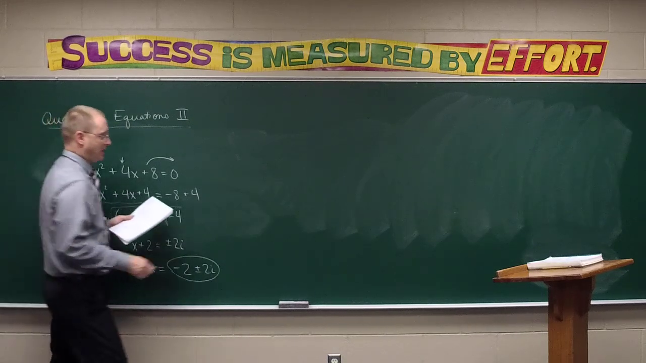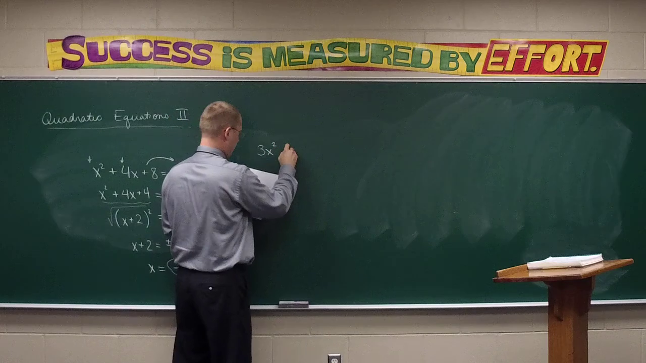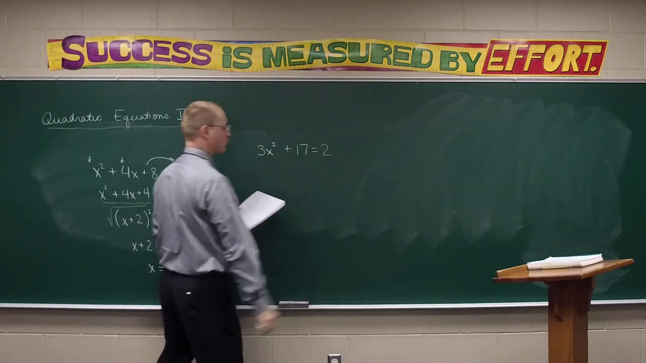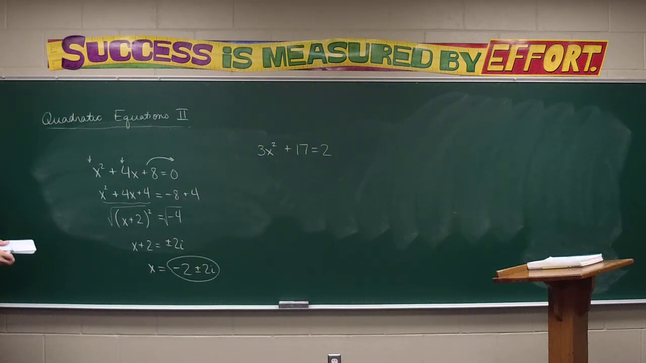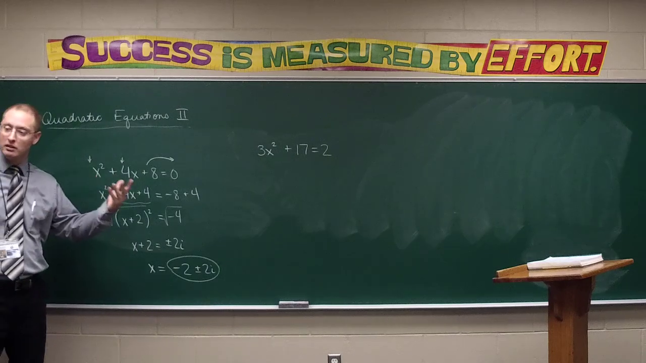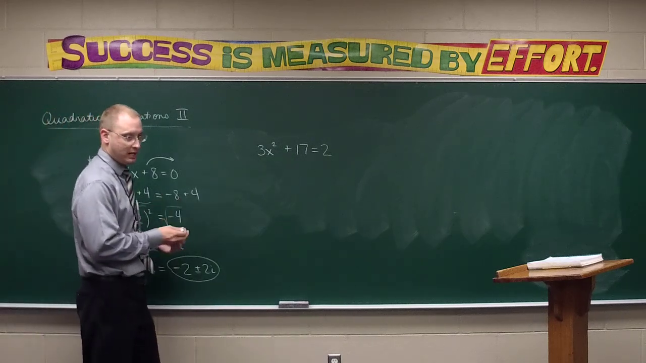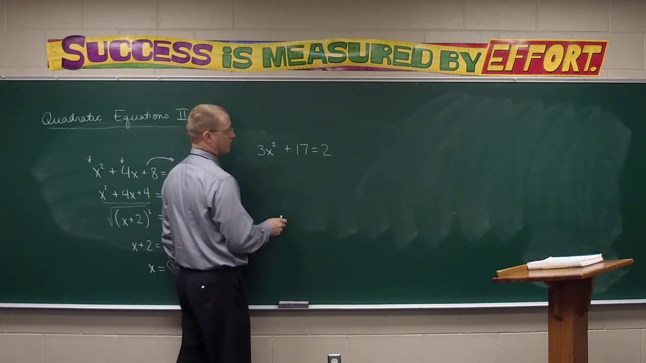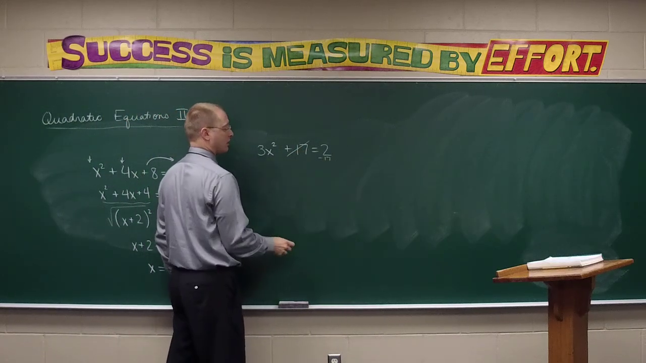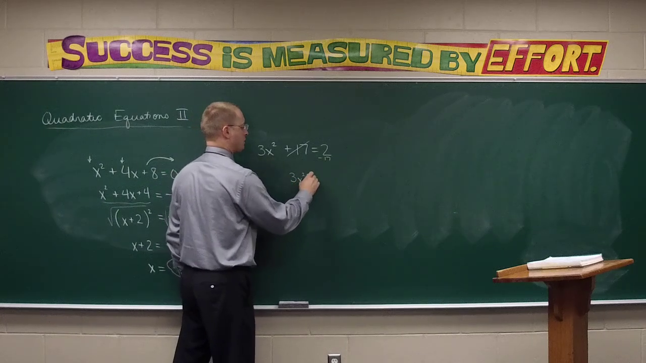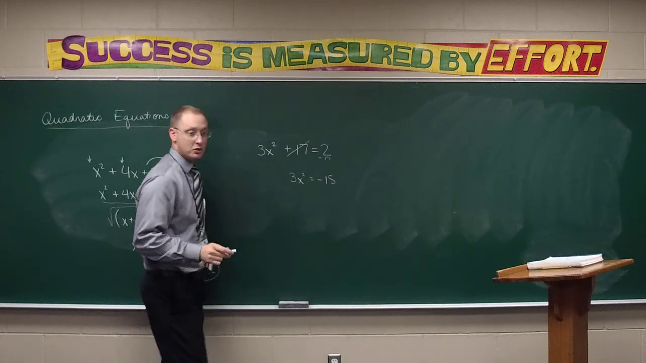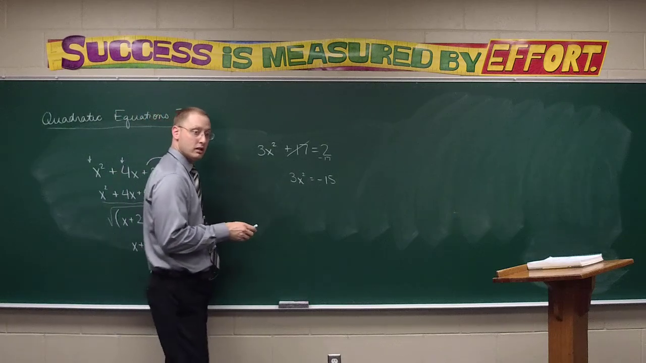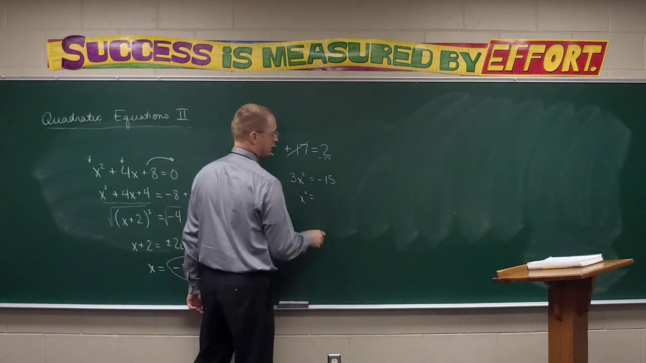Write this one down. 3x squared plus 17 is equal to 2. What kind of quadratic do we have here? Incomplete. And with an incomplete quadratic, class, we isolate the x squared. So what do I need to do here, Kendall? You subtract the 17. To get negative 15. 3x squared equals negative 15. Then, of course, I need to do what, Audrey? To get x squared equals.